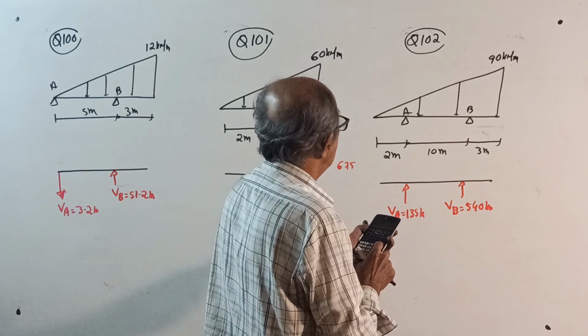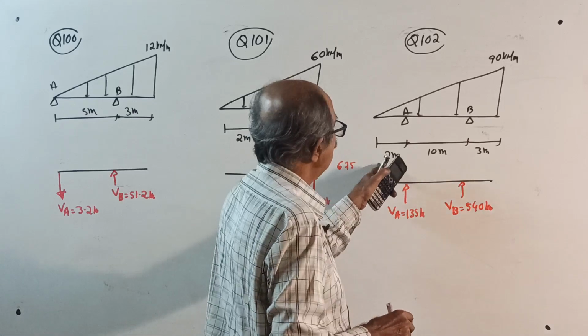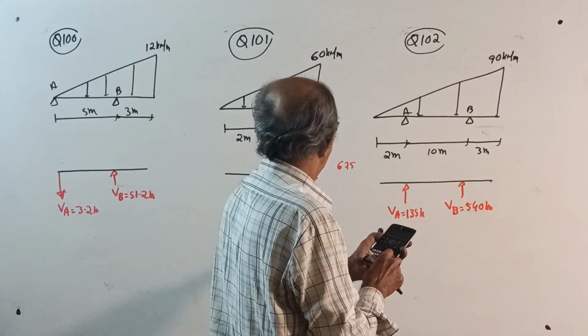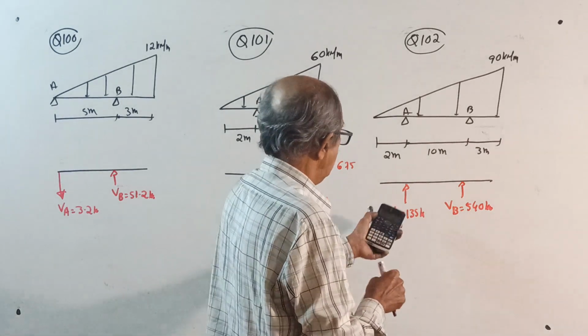It is 10 plus 3, 15. 15 is 10. 10 minus 2 is 8. 90, 675. 675 into 2 divided by 10. 135, correct.